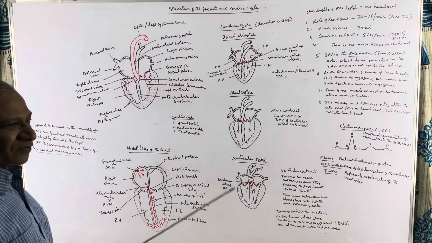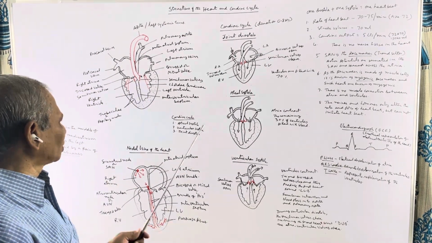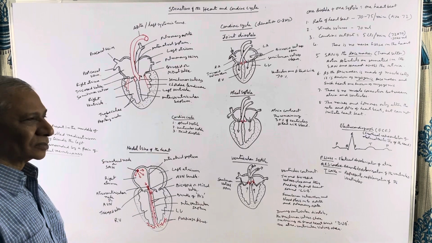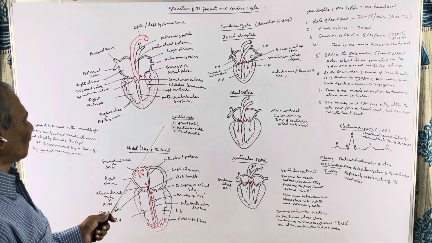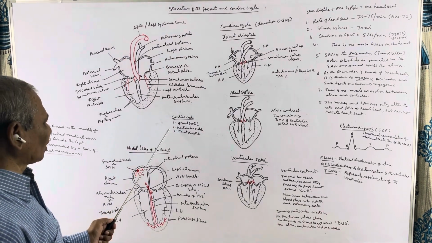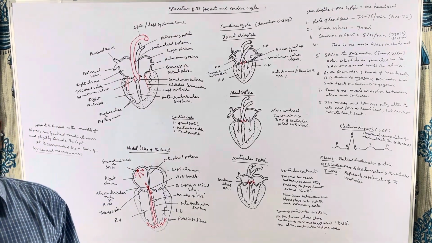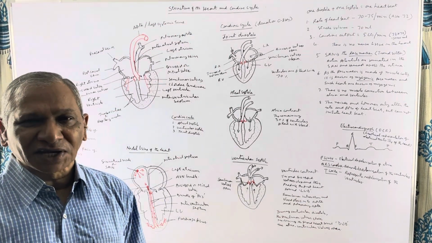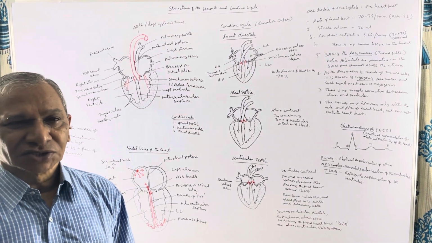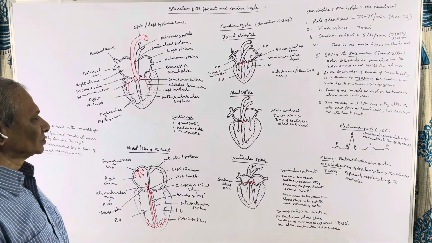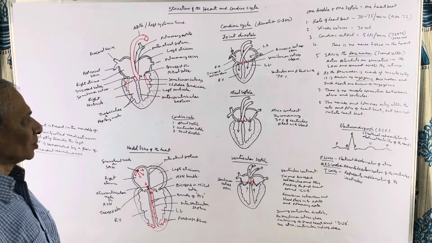The sequential events taking place during the heartbeat constitute cardiac cycle. The cardiac cycle consists of 3 steps. First one, atrial systole. Second one, ventricular systole. And third one is joint diastole. This diastole of atria and ventricles occur almost at the same time, so it is known as joint diastole. Now let us see how the cardiac cycle occurs in human beings.